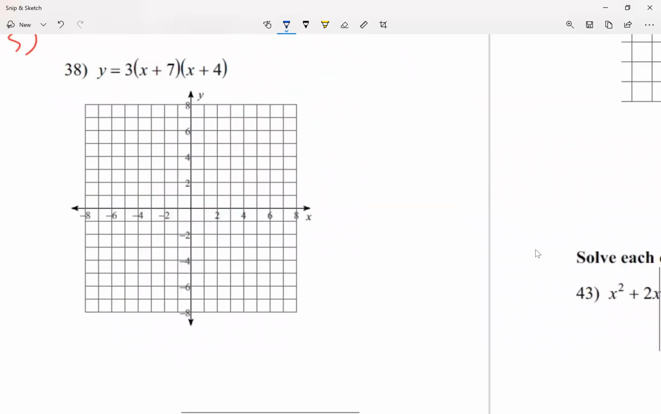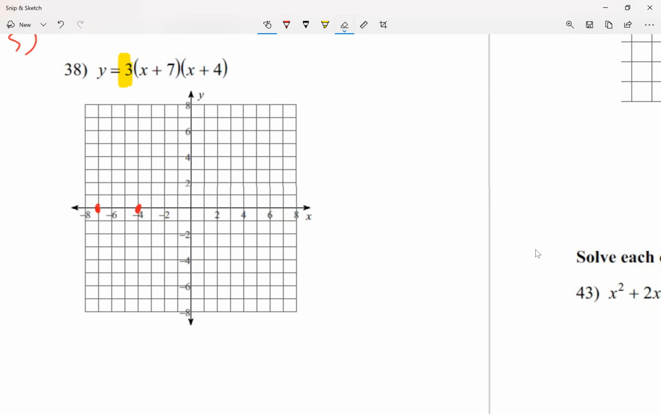Now looking at number 38. This is given to you in intercept form. So I need to see where do I cross the x-axis. My first parentheses, x plus 7. That means I cross the x-axis at -7. Notice I switched the sign. The second parentheses, x plus 4. So that means I cross the x-axis at -4. Another thing that I can easily see here is this thing is open up.